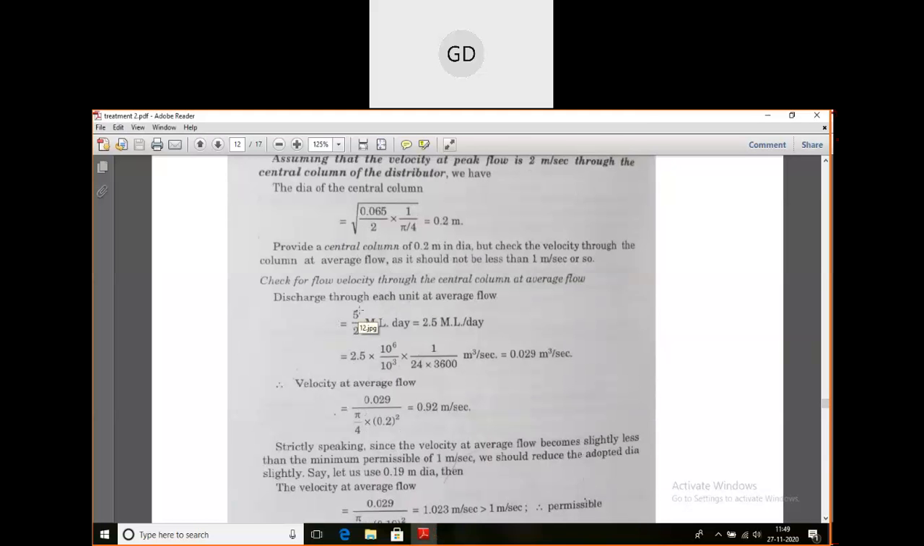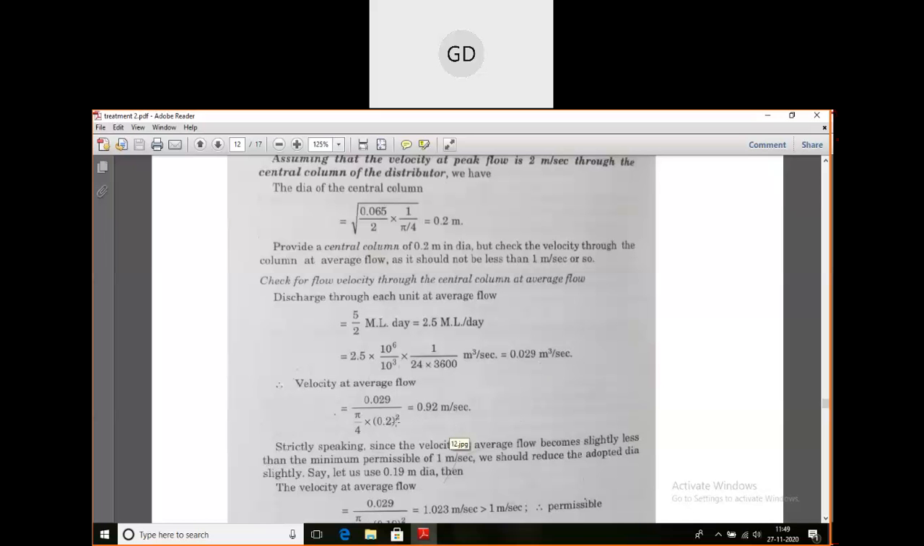If you find the discharge through each unit, that means the flow mentioned in the question, it is 5, divided by 2. So you will get 2.5 million liter per day. Now you convert this million liter per day to meter cube per second. So you will get 0.029 meter cube per second. Now you can easily find out the velocity at average flow.